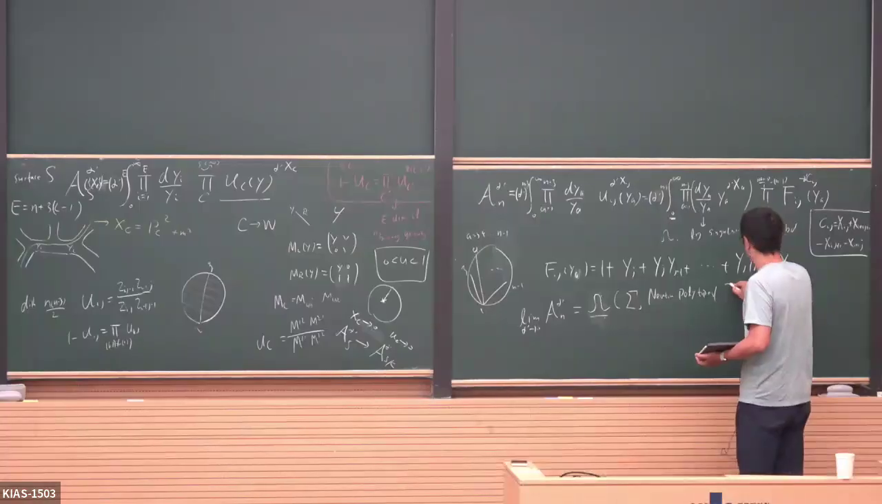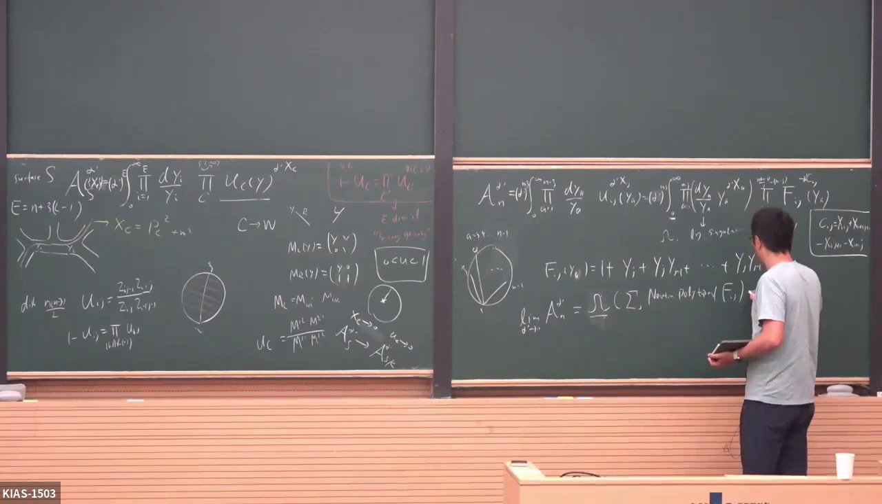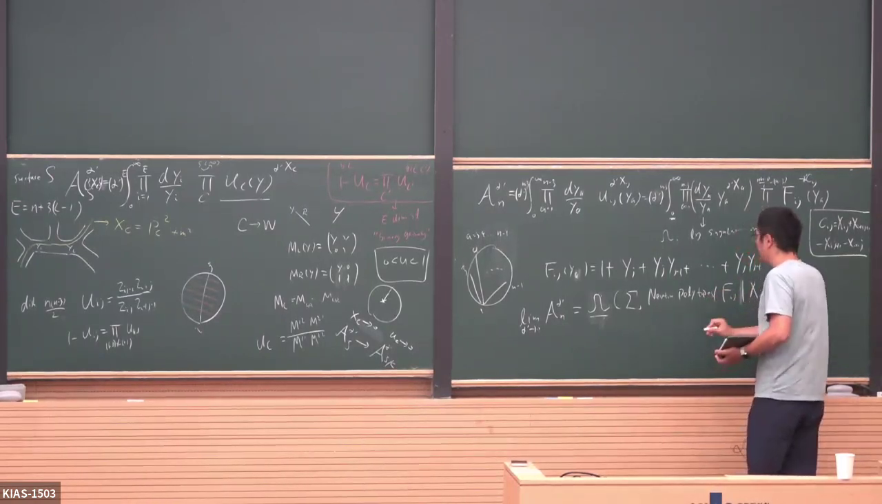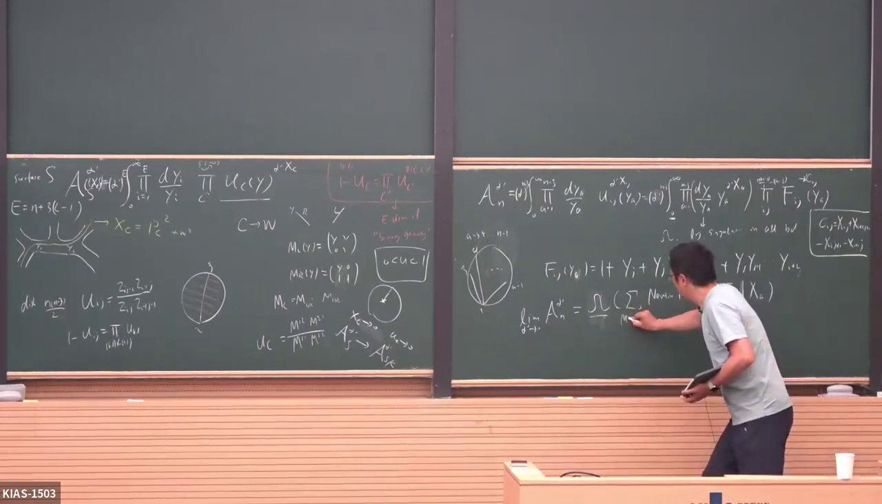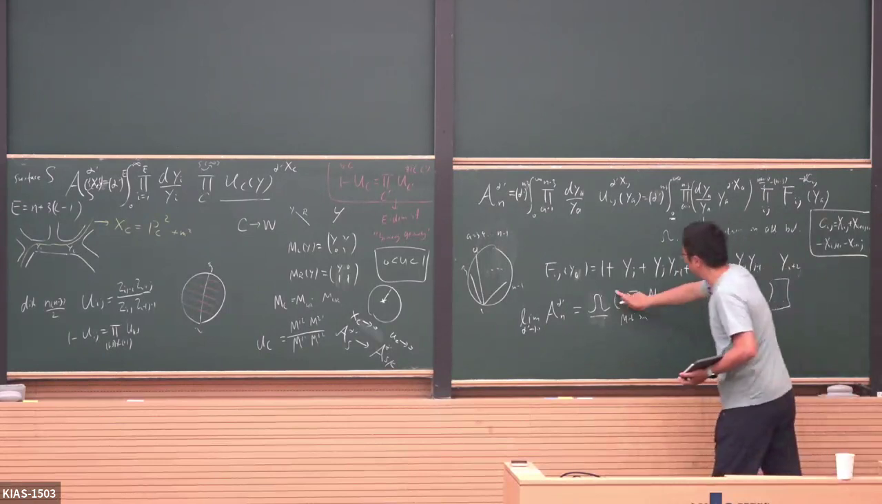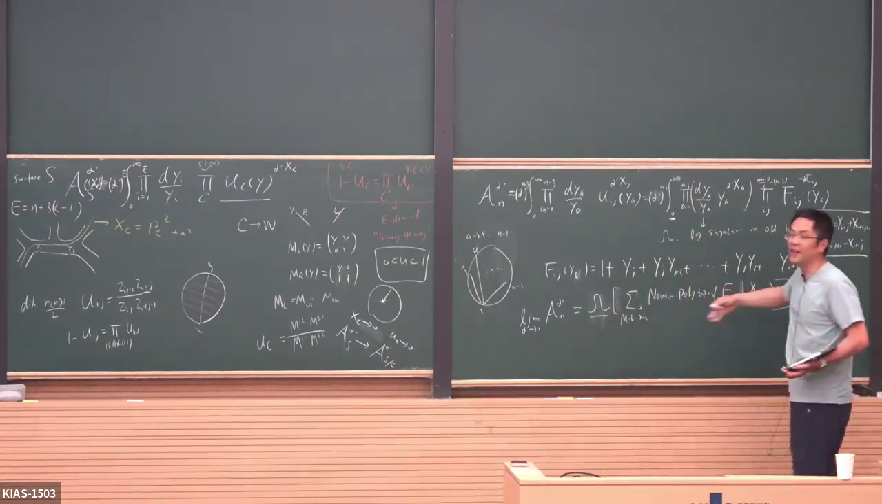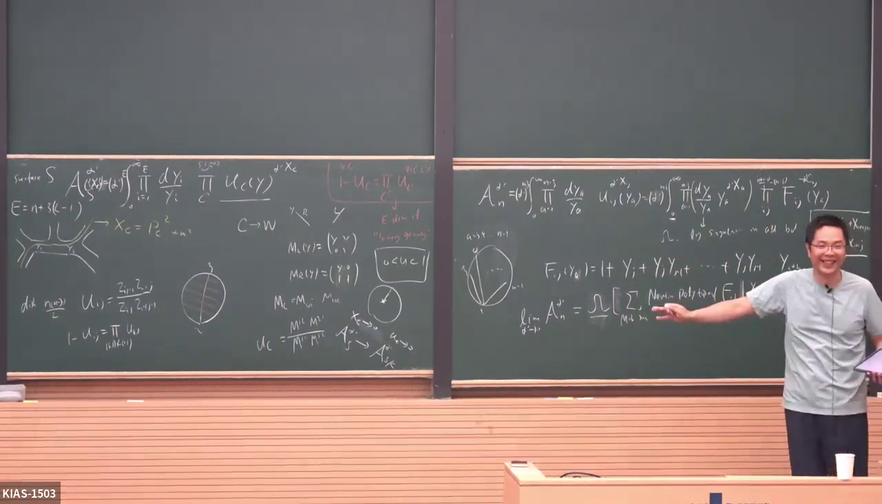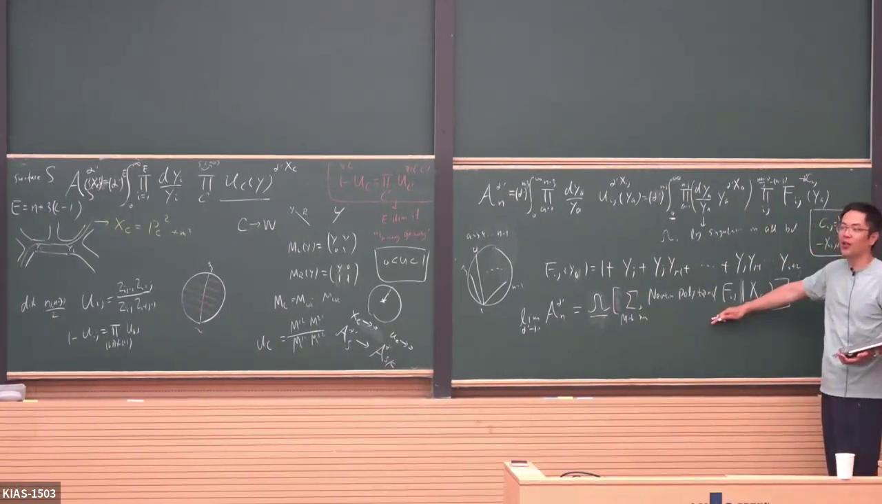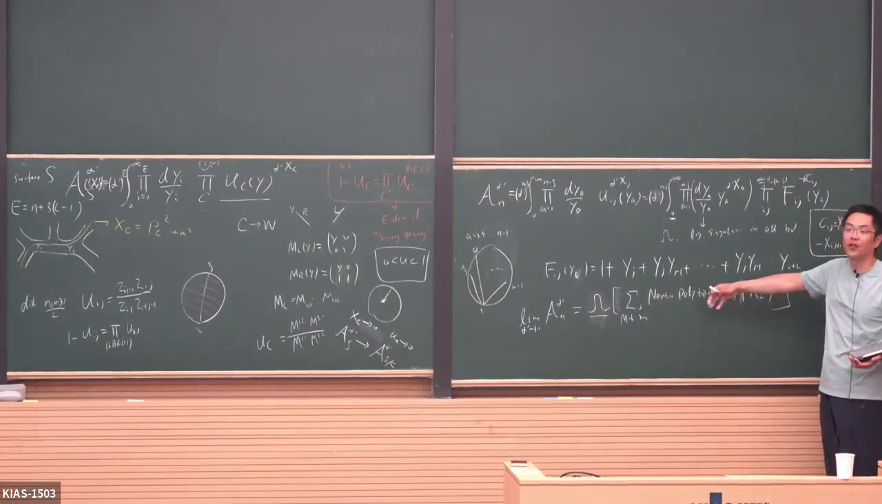I'll explain. The Newton polytope of this F_ij, with this variable, is given by this x^a. So this is the Minkowski sum of Newton polytopes. This is nothing but another way of saying tropical limit. For a general surface, you can also use this. The only difference is that now there are an infinite number of Newton polytopes.